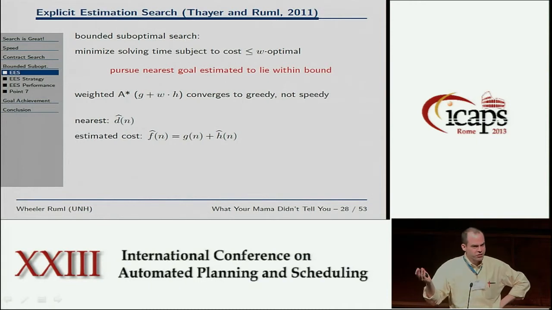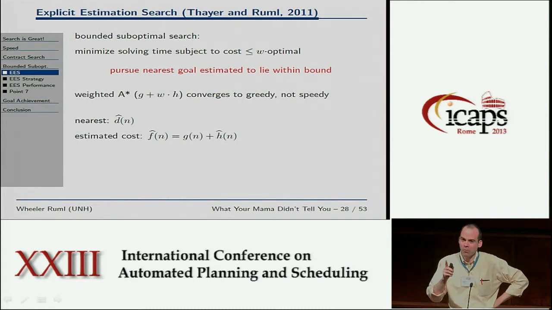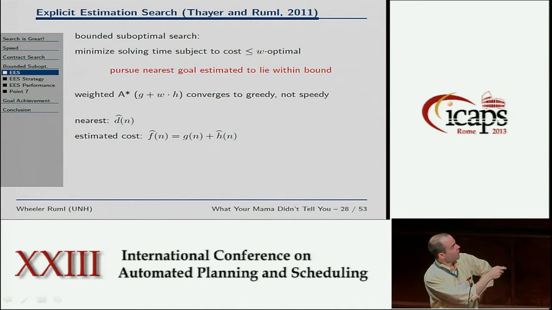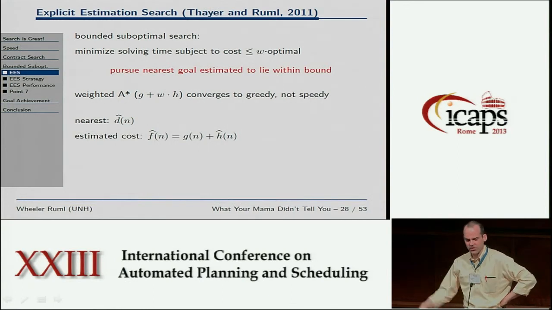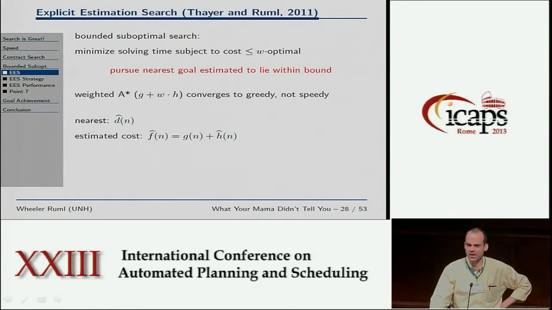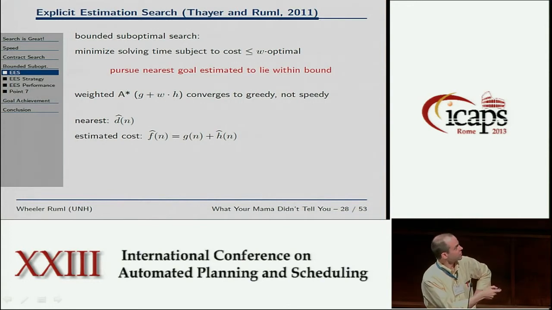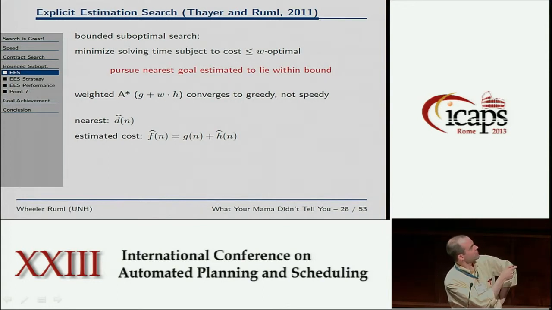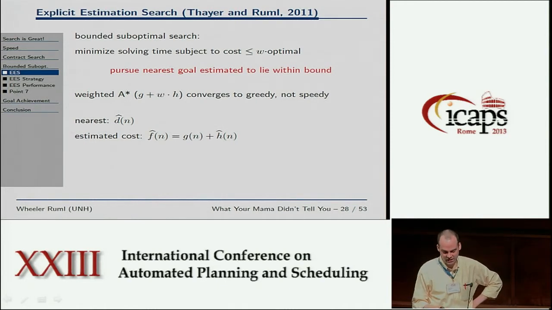Now the traditional algorithm for bounded suboptimal search is weighted A star, but I want to point out weighted A star is weighting the heuristic. It's a best first search on G plus W times H. This is going to converge to a greedy search, right? And we've already seen greedy search on H is not the right thing to do if you're trying to minimize time. So what we want is an algorithm that will converge to speedy search. We want nearest in the sense of distance, not cost. This is the key idea.